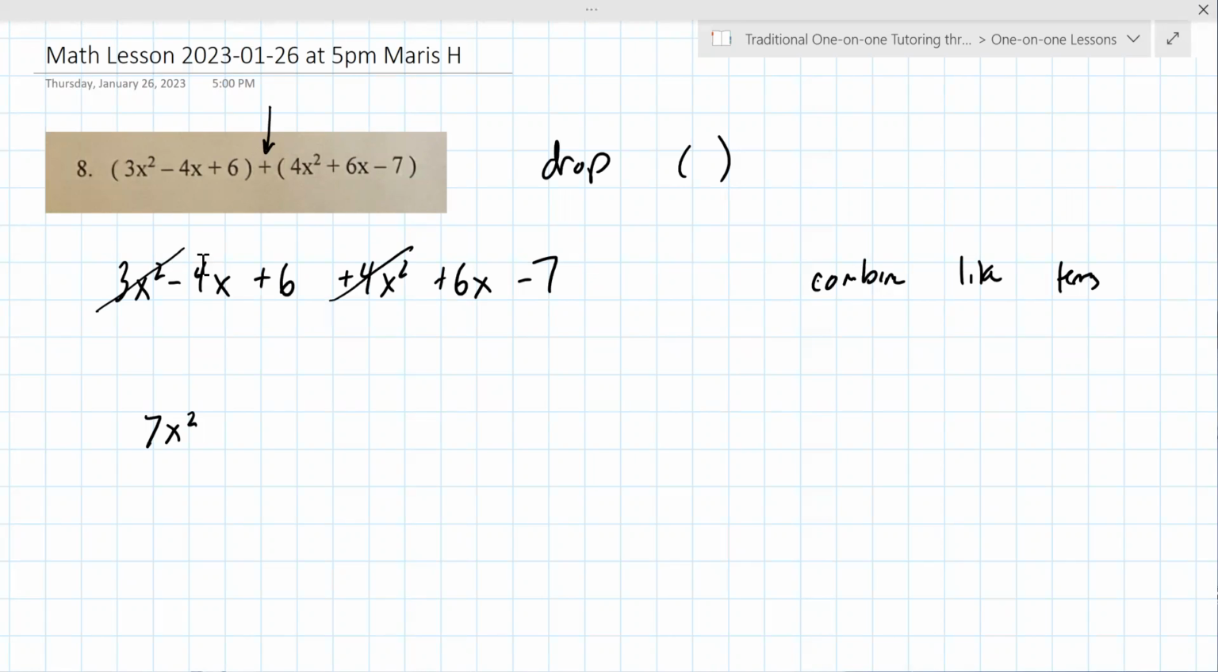Okay. So the next term is minus 4x. What does that go with? 6x. Okay. And what does minus 4x plus 6x add up to? 2x. Plus 2x, good. And you can cross them out. That way you know you've used them. And then plus 6 minus 7 is minus 1.